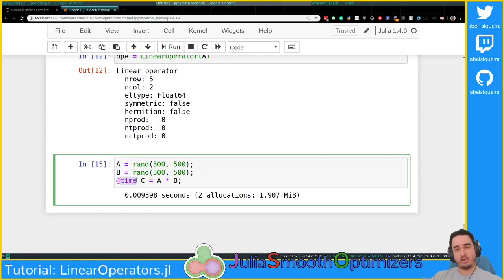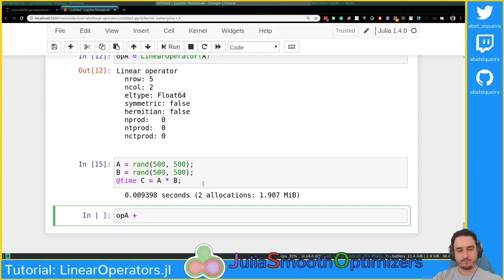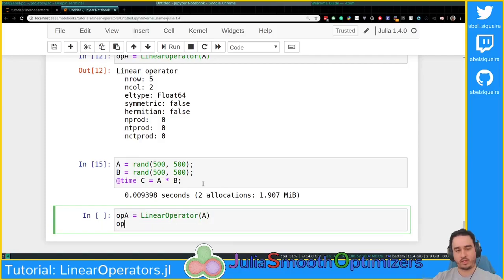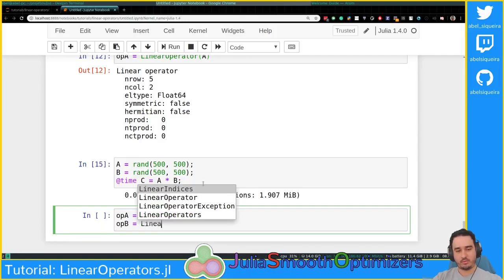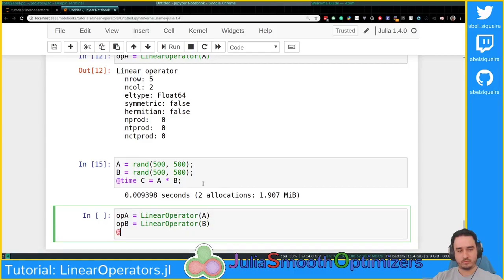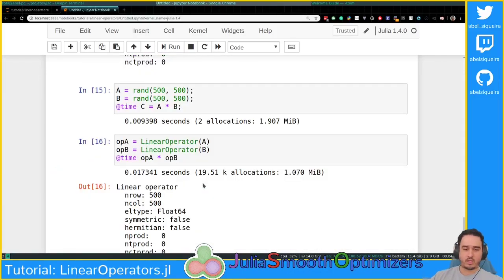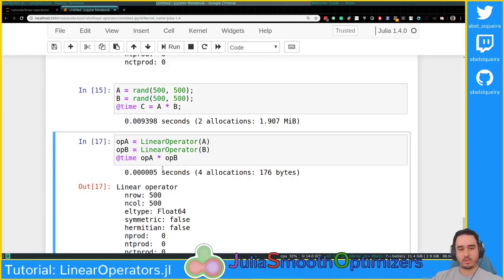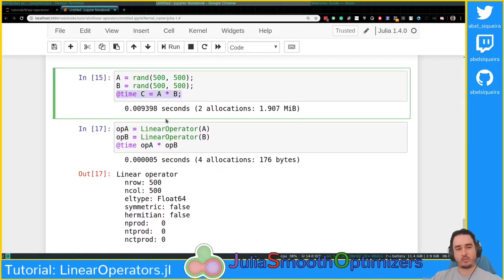Timing inside a notebook is a little bit wonky, but essentially what I'm doing is computing A transpose B. And if I have a linear operator of A and a linear operator of B, I should have something faster, okay? Very fast. Of course, then you're going to want to use these operators. So that's not exactly what we want to use.